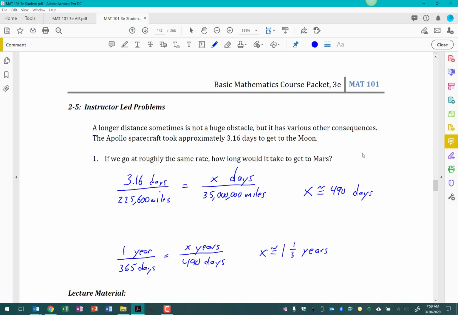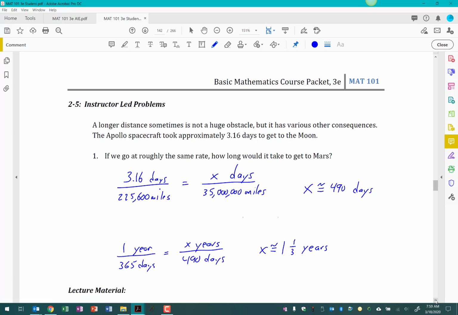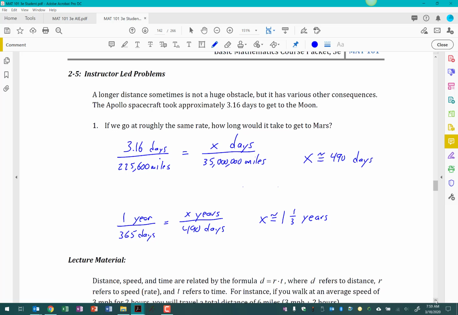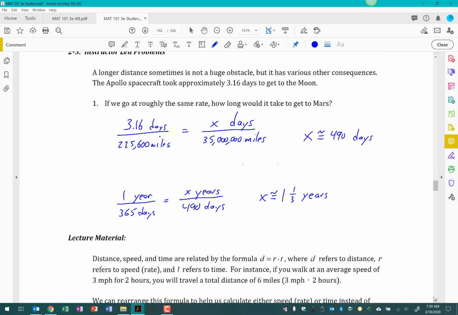On the next page, we're told that the Apollo spacecraft took about 3.16 days to get to the Moon. We're asked, if we traveled at about that same speed or rate, how long would it take us to get to Mars? What we can do is create ratios that compare the number of days and the number of miles. On the left here I've put 3.16 days for the time it takes to travel to the Moon. On the bottom I have 225,600 miles, the distance from the Earth to the Moon.